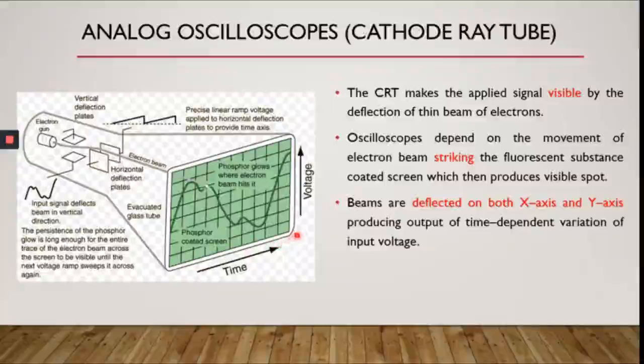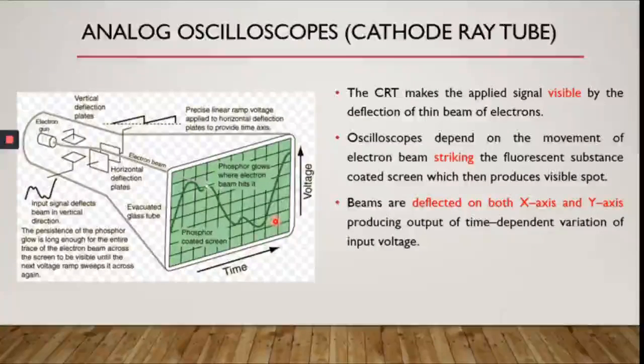So again, the horizontal axis is the time axis, the vertical axis is the voltage axis, and the vertical and horizontal plates are going to determine what is going to be displayed on this screen here. Okay, so for a cathode ray tube, the screen is coated with a substance called phosphor, which is a fluorescent substance, which is supposed to display the electron beam. It's going to glow when an electron hits the surface. So that is why you can see the shape of the waveform.